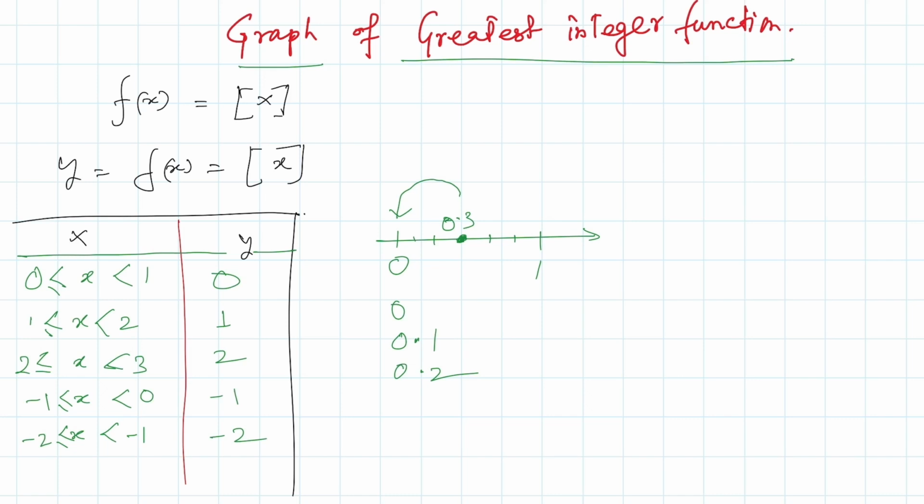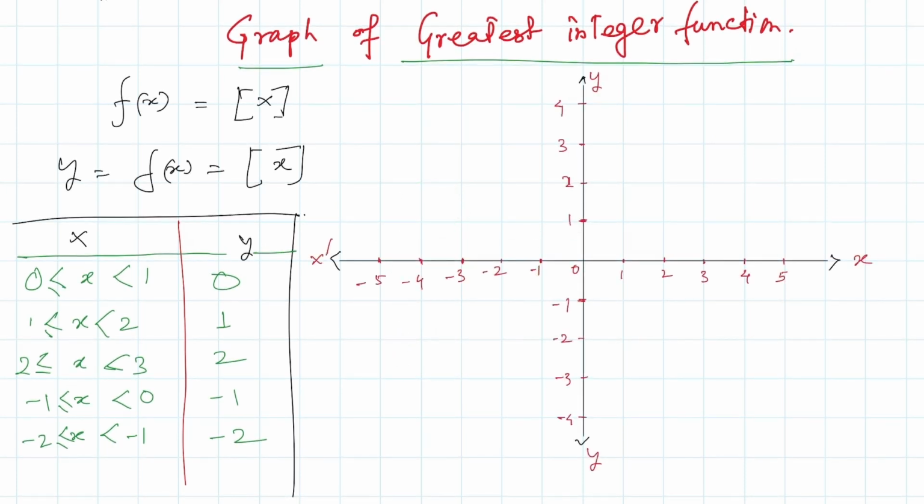Okay, so now let me show you how to draw the graph here. So here is the Cartesian plane. Now let me plot these points. For x greater than or equal to 0, that means 0 is included here, and less than 1. So here we have to make a circle here.